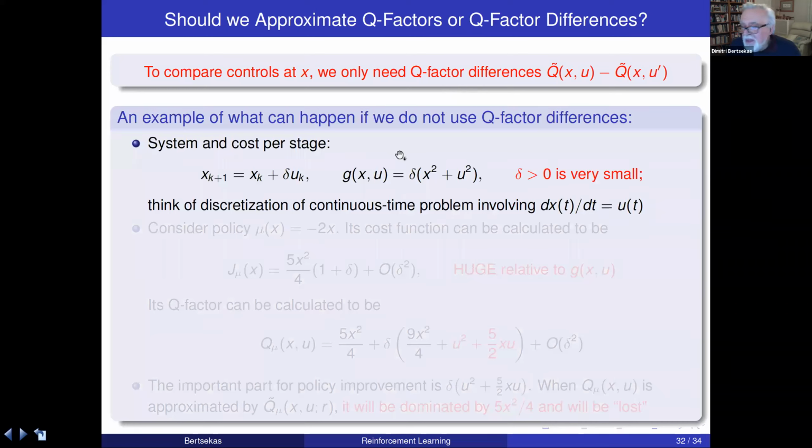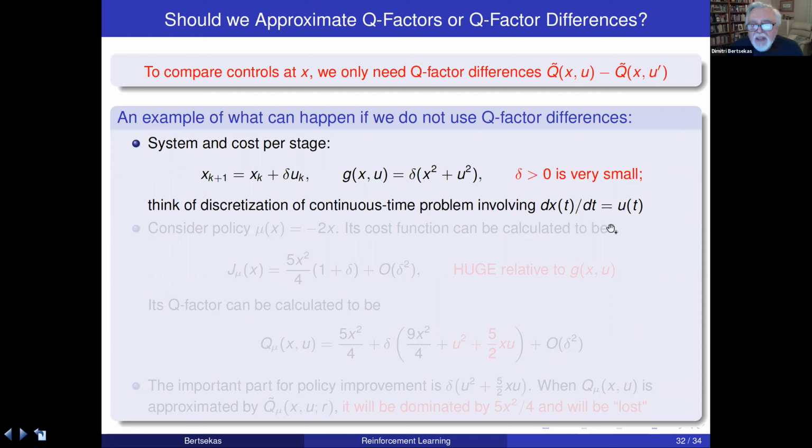Okay, here's an example that's kind of discouraging and points to the need for some remedy. Consider a system that has this form. It's a scalar system. Delta is a very small positive parameter. Think of this system as a discretization of a continuous time system, X dot equals U. We went through this system in the context of the oversimplified adaptive control, the cruise control problem. And let's take a quadratic cost function.